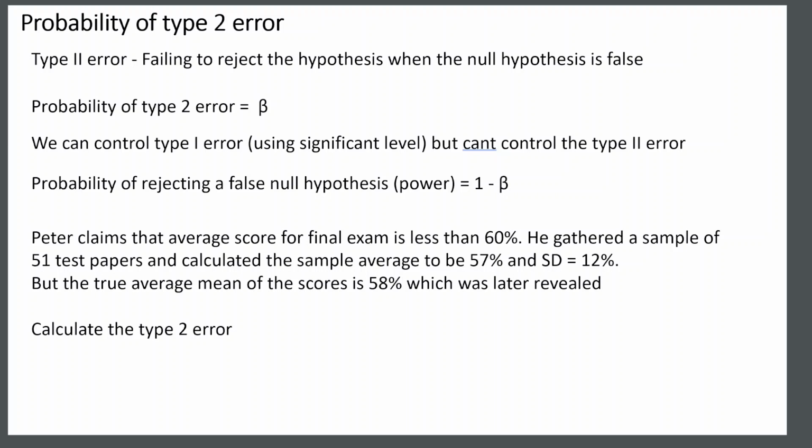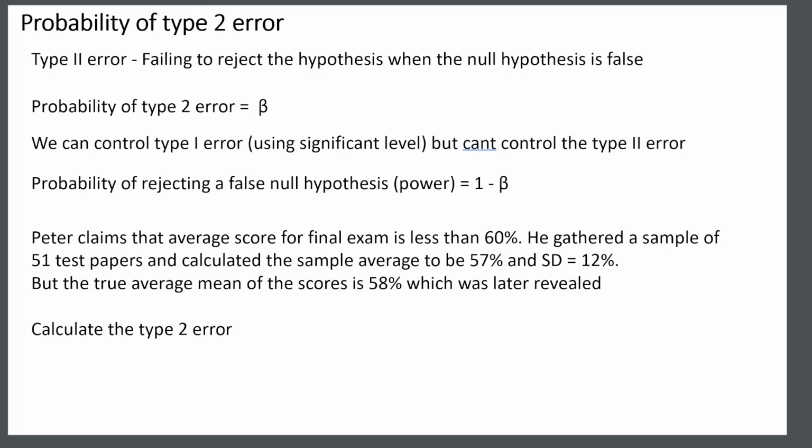And as we have discussed, the power of the test is nothing but the probability of rejecting a false null hypothesis. The null hypothesis being false and us rejecting it, that's called the power of the test. That is 1 minus beta. So let's see an example of how type 2 error looks and how to calculate it. Okay, so let's go with an example.